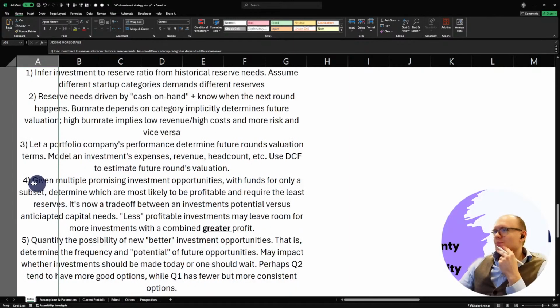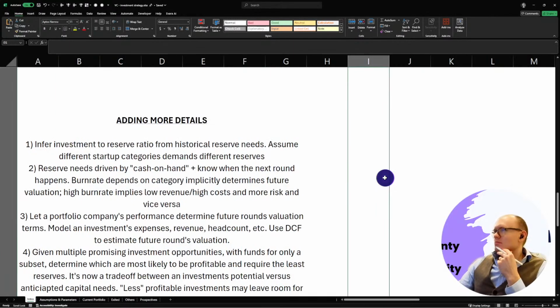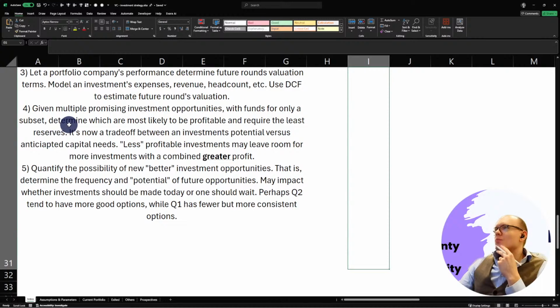4, here we go. 4, we might be looking at multiple promising investment opportunities, not just one. And we might only have funds available for a subset of investments. So we might like all of them, but we simply don't have the money available to invest in all of them. So now we're really getting into constraint territory. The question is, how should we spread out our funds amongst them? And which one of them should we choose?